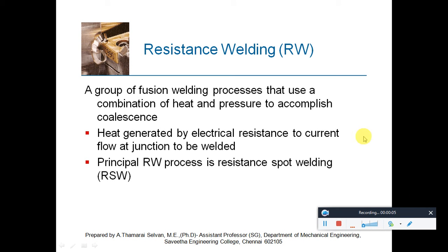In resistance welding, the heat is generated by the electrical resistance to current flow at the junction to be welded. This can be easily understood from the diagram which follows this slide. And here the principal resistance welding is the resistance spot welding. It is also one of the fusion welding processes, which uses a combination of heat and pressure to accomplish the coalescence.